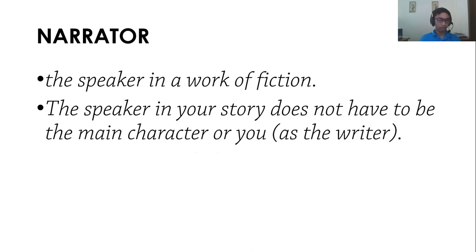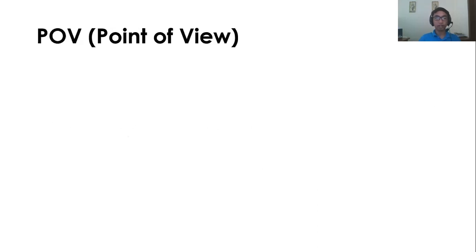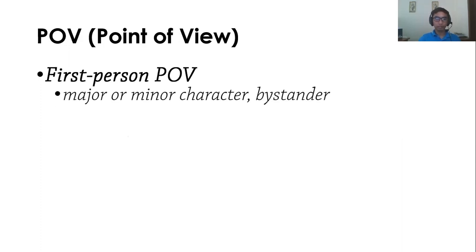That is why you have to decide the point of view of your narrator. These are the kinds of point of view. The first one is obviously first person point of view. This is the major or minor character or bystander. A bystander means observer. It is signified by the pronoun I or we. So this is not new anymore to you.